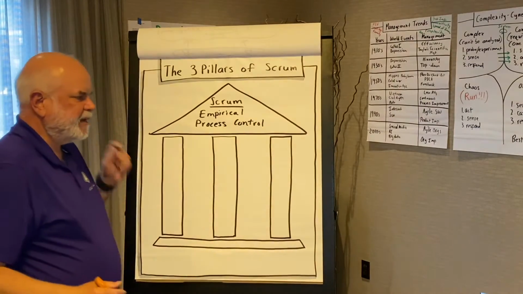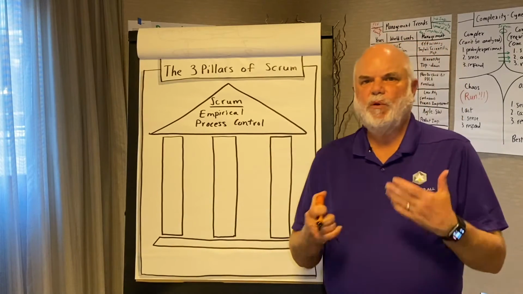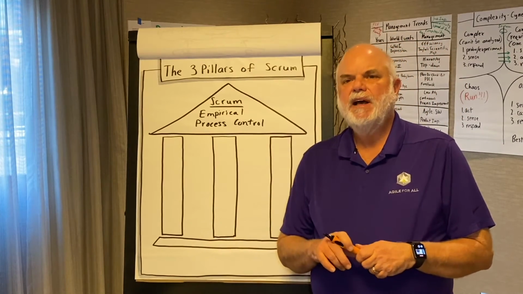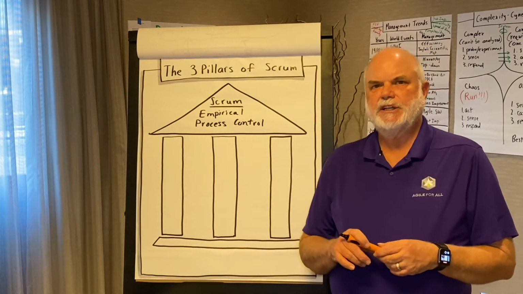Now you can see that the picture has three pillars on it, because that's how we support Scrum and empirical process control. There are three things necessary. Now, what's the difference between empirical process control and the other types of process control?